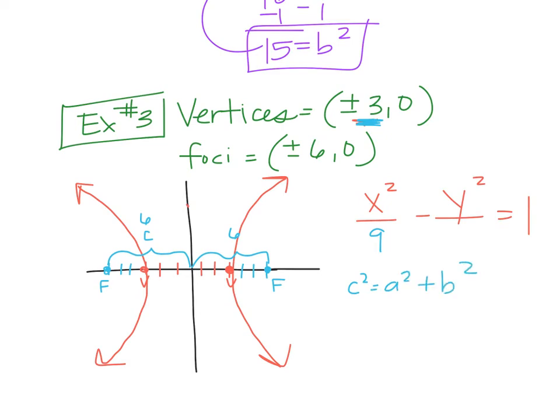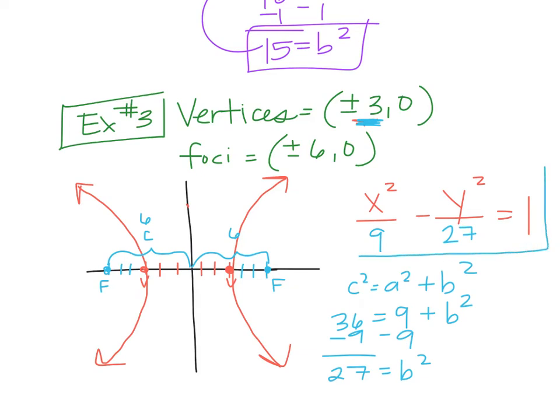So it's going to be c squared, or 36, equals a squared, which is 9, plus b squared, which is what we're trying to solve for. So take away 9, and you get 27 for b squared. So that's going to go right here, 27, and this is your answer.